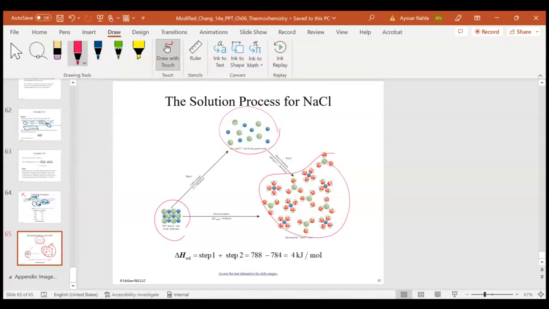This will absorb 788, and going from here to there, this will release that much. That means finally, if I take minus 784 minus the difference between this and that, it should be exactly equal to 4. Yes? Whether you go in one direct path or through multiple paths, the amount of energy is going to be the same. With this, we finished chapter number 6.